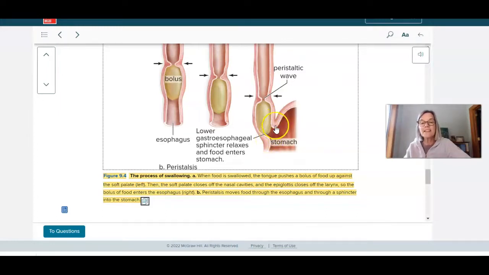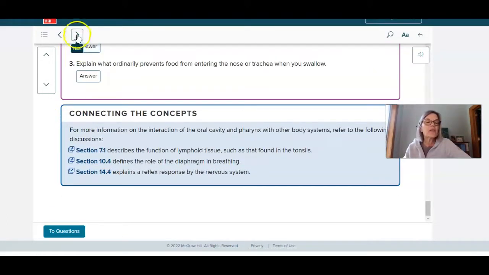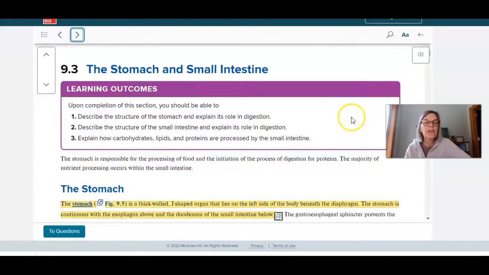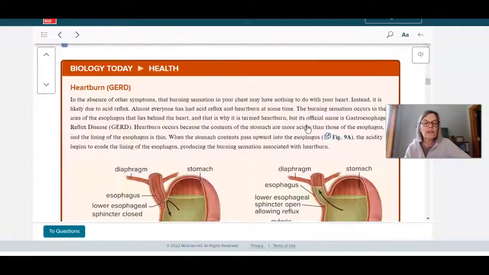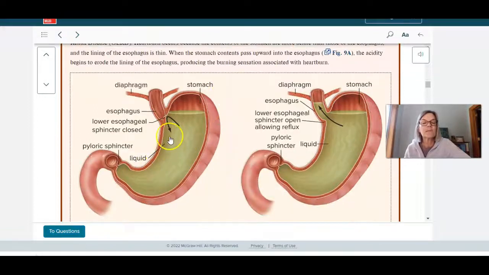If you overeat, this sphincter might not close well. There are different medical conditions in which people have a problem closing that sphincter, and they get heartburn. I'm going to go to section 9.3 because there's a little story here, a summary of heartburn, which they're calling GERD, Gastroesophageal Reflux Disease, also known as heartburn. So that's the idea that the stomach acid is going through that sphincter muscle and up into the esophagus.